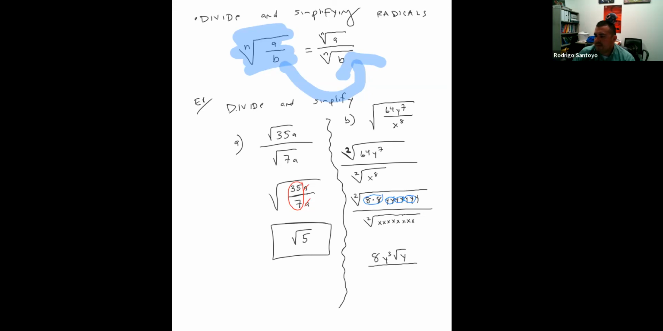What are we left with on the bottom there? X to the 4th. Good, x to the 4th, right? We have that pulled out, leaving us with x to the 4th. And there we go. We divided and simplified. Any questions?